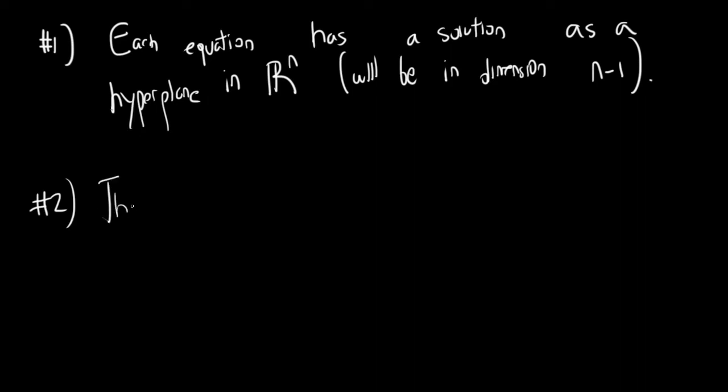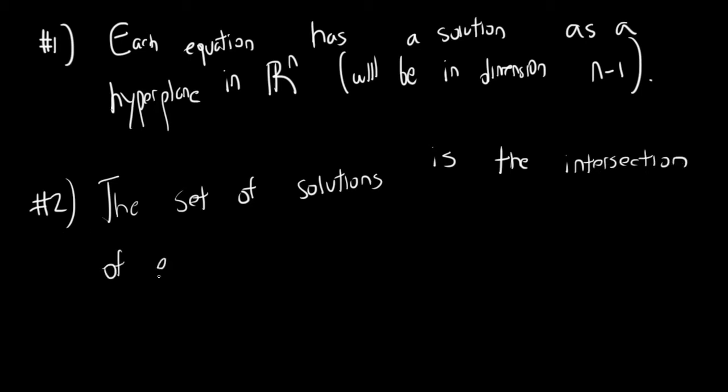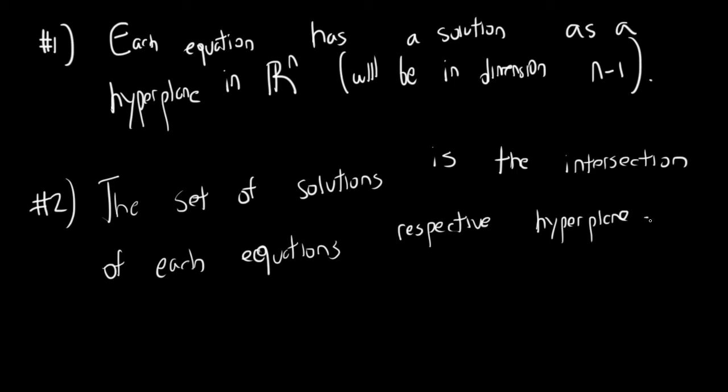So we'll go ahead, number 2 here. The set of solutions is the intersection of each equation's respective hyperplane. And we saw this in the last video, right? I said that when we had 3 equations of 3 variables each, in order to find the solution we need to find the intersection of the hyperplanes. And we're doing this kind of like set theory, right?